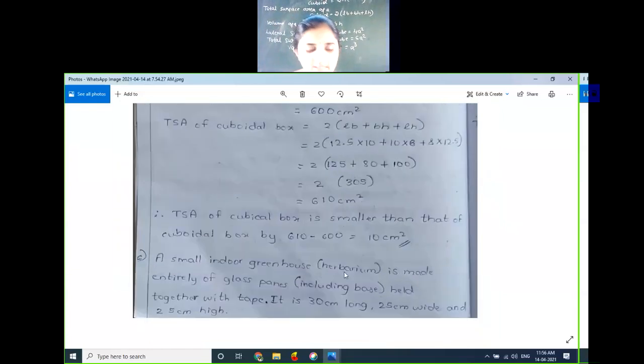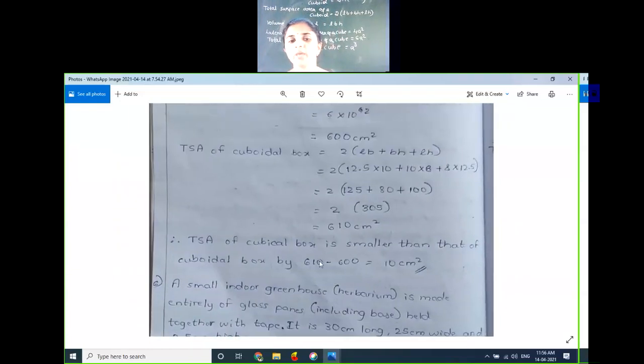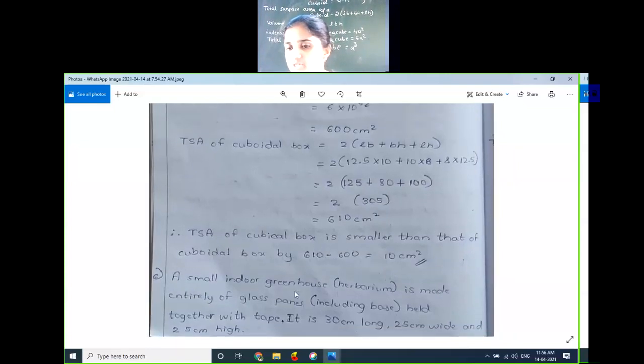So now this is the end of the fifth problem. Next is sixth question. I'll read the sixth question. A small indoor greenhouse is made entirely of glass panes including the base. So in the bracket it is given that including the base, in the sense total surface area.